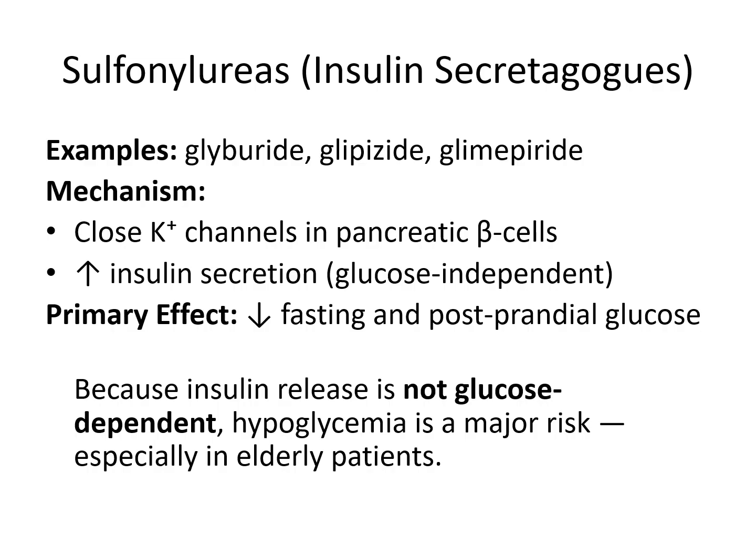Because insulin release is not glucose dependent, hypoglycemia is a major risk, particularly in elderly patients if they have irregular eating patterns or those with renal impairment. Glyburide is especially associated with prolonged hypoglycemia and is generally avoided in older patients. So if you see unexplained hypoglycemia in an older patient, always check if they are on a sulfonylurea.